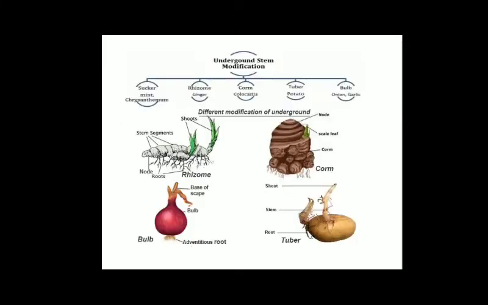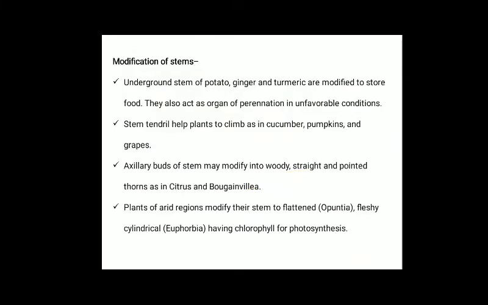Then we have underground stem modifications: rhizome in case of ginger, corm in case of colocasia, bulb in case of onion and tuber in case of potato. Then modifications of stem. Here we have a detailed account. Underground stems of potato, ginger and turmeric are modified to store food. They also act as organs of perennation in unfavorable conditions.